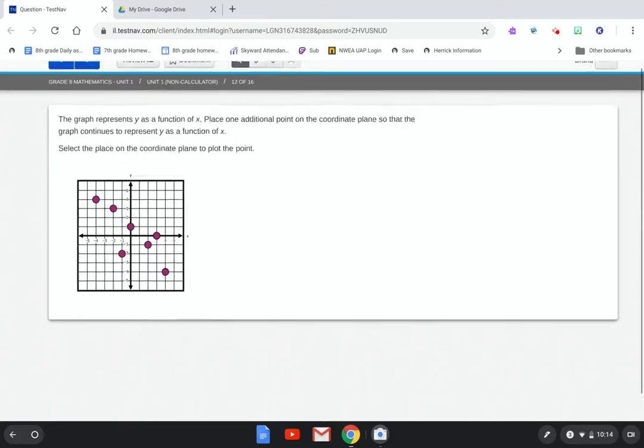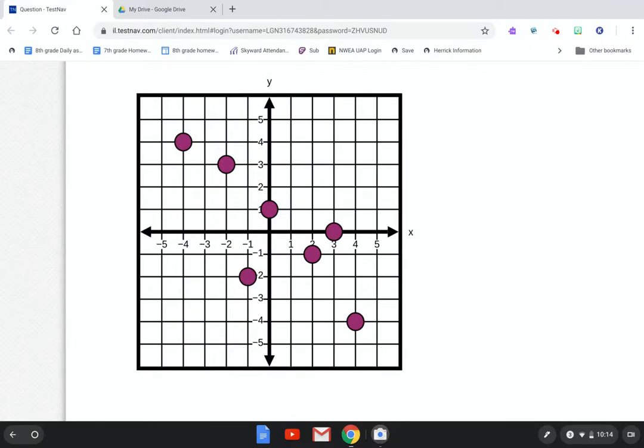So in this graph right here, the input of -4 goes to the output of 4. There's no other input of -4 going anywhere. All the inputs for -4 just go to 4. The input of -2 goes to 3. The input of -1 goes to -2. The input of 0 goes to 1. This passes, if you remember, the vertical line test. So it's a function.